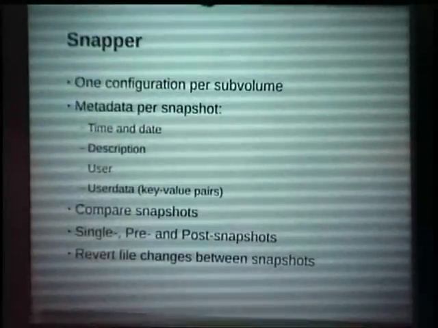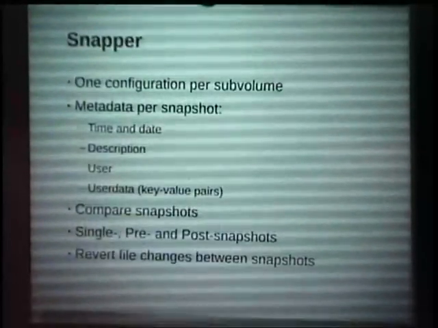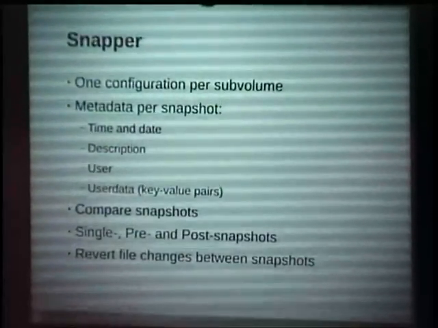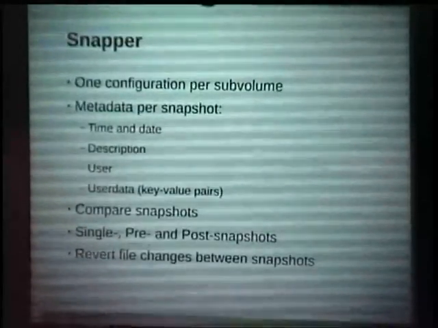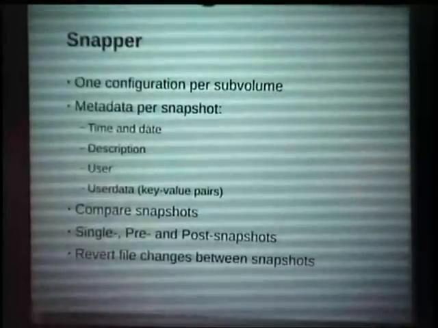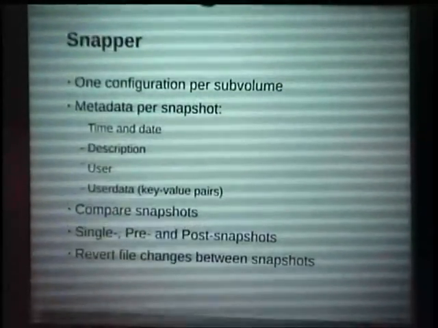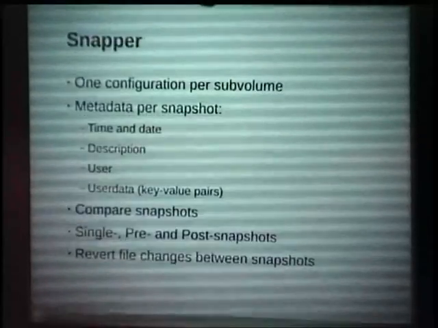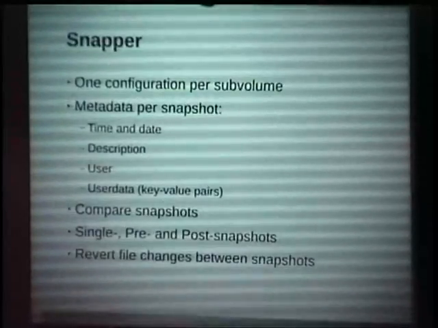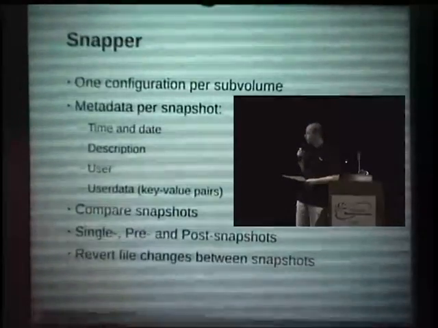So we have in Btrfs one configuration per subvolume, and for each snapshot we save some metadata: the time and date, description, user who created this snapshot, user data, which is a free key value pair the user can set. Then we can compare snapshots. So you can see, for example, what has changed on my file system since yesterday morning or something like this. And we can revert those changes between snapshots.